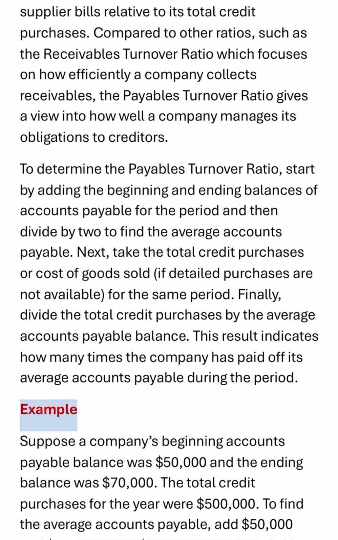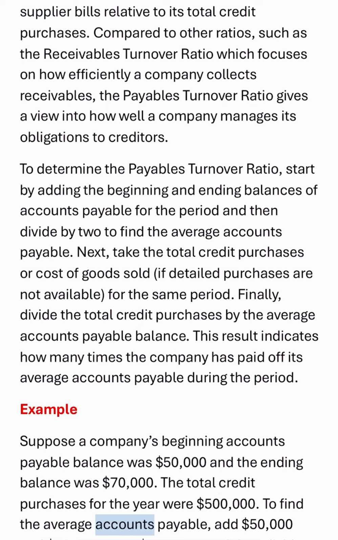Example: Suppose a company's beginning accounts payable balance was $50,000 and the ending balance was $70,000. The total credit purchases for the year were $500,000.